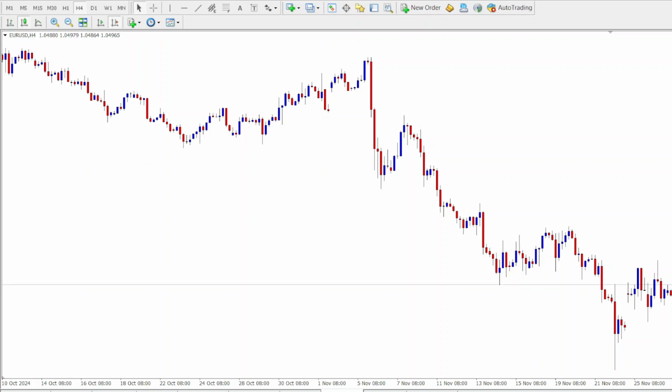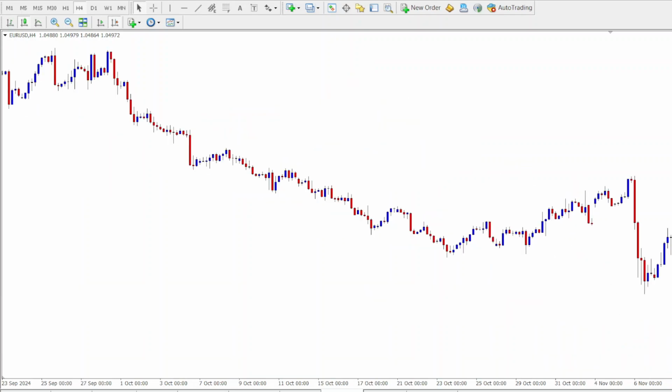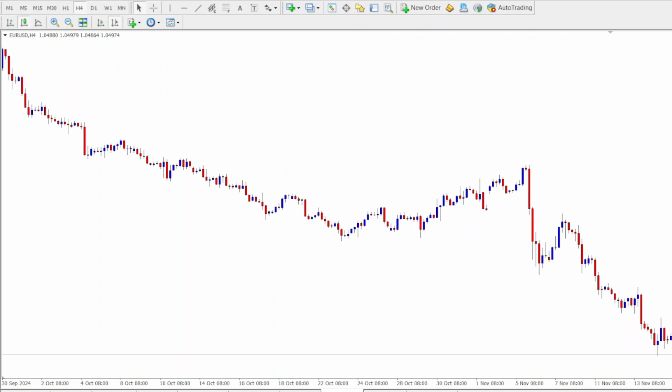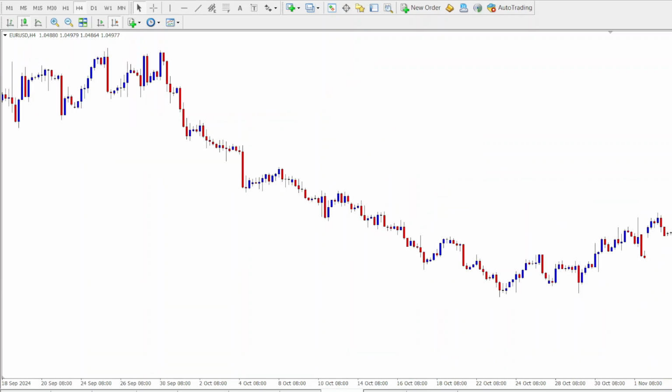But here's the key: the market is constantly hunting liquidity. Institutions and smart money look for areas where a large number of stop losses and pending orders are sitting. They push price into these areas to trigger liquidity before making the real move. So if you don't understand how liquidity works, you keep getting trapped in fake breakouts and stop hunts.